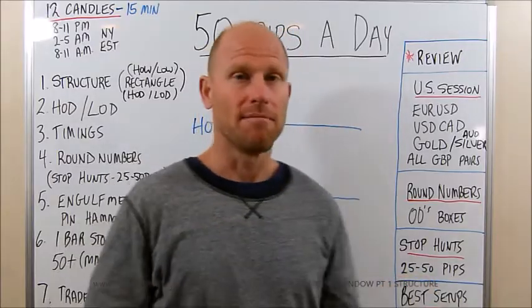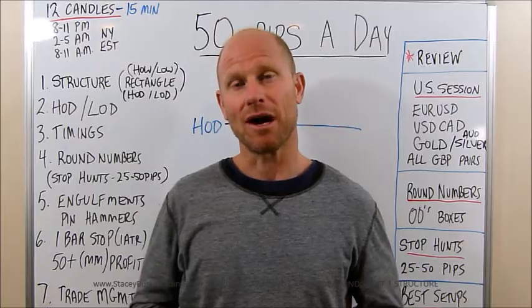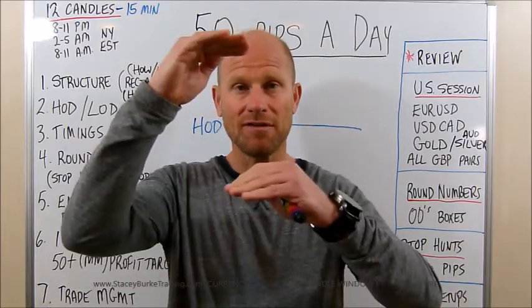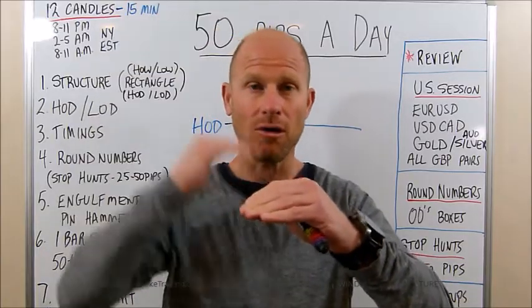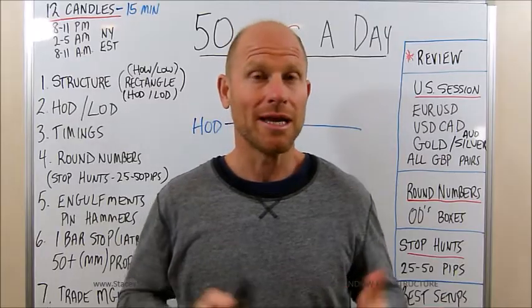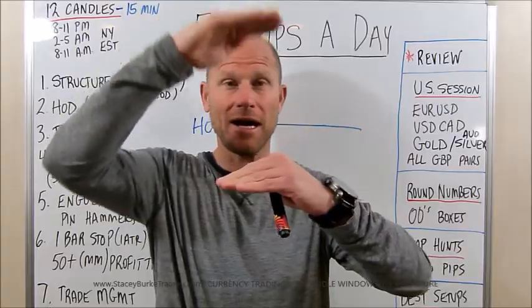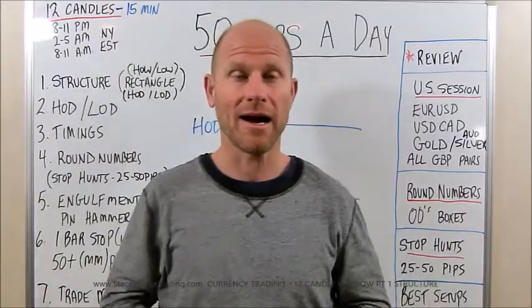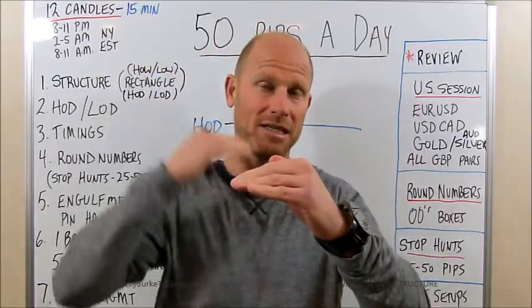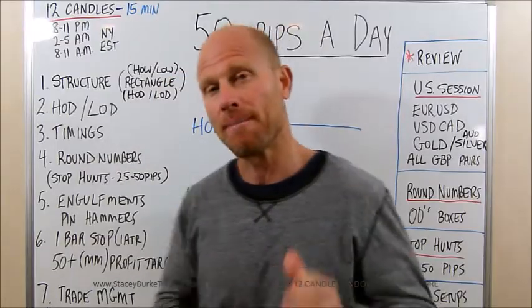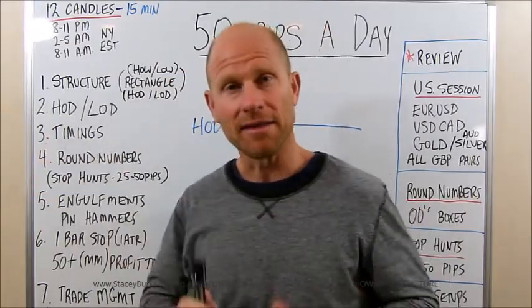So again, most days the stop hunt on average will be 25 to 50 pips above or below outside of that range. And in some cases, that stop hunt may be from the high to the low or from the low to the high. They do not necessarily need to extend outside of that range. What tells us that? The timings.